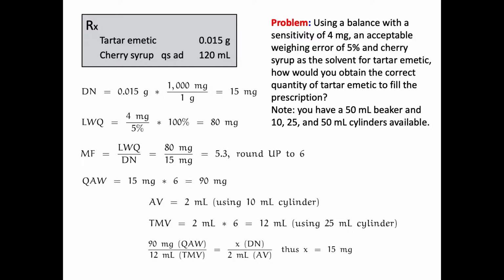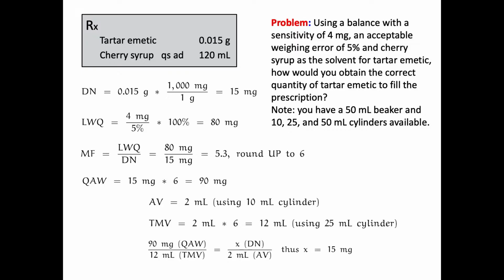Now, remember here, we don't want that 12 mils. That 12 mils has 90 milligrams. So what we want is the aliquot volume. We'll measure out of that total mixture volume the aliquot volume, which we said was 2 milliliters. So let's prove that that works. If we put the 90 milligrams over the 12 mils, set that equal to X over our aliquot volume of 2 milliliters, we solve for X, we see that 2 milliliters contains the 15 milligrams of drug.